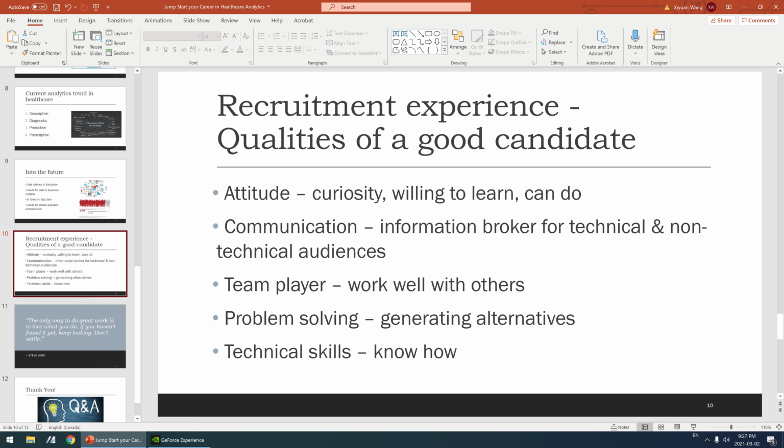So emphasizing communication skills, soft skills are very important. And then I will put number 3 as the team player. So, work well with others.